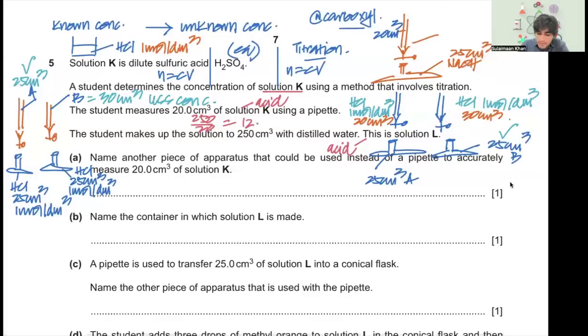So realize that K is almost 12.5 times more concentrated than L, because K has a lower denominator, right? Because how do you calculate concentration? n equals CV. And if you want to calculate C, it's n over V. So the lower the volume, the higher the concentration. And you could just take the ratio between the two volumes to figure out how much more concentrated it's going to be.